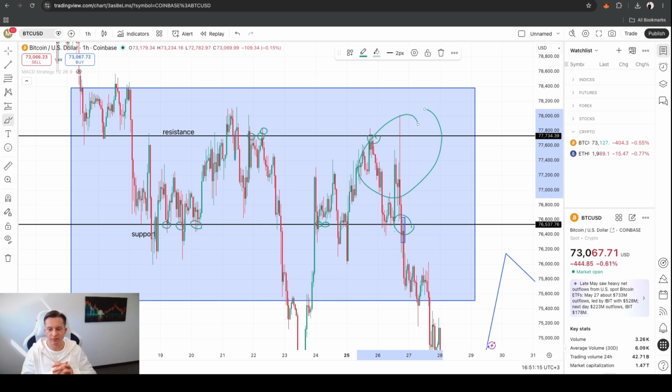Now, secondly is the multiple reactions. If price keeps respecting the same level over time, traders naturally pay more attention to it. So like I said before, the more touches there is on the level, the stronger the level actually is.